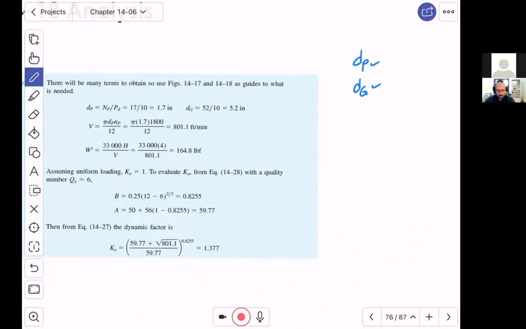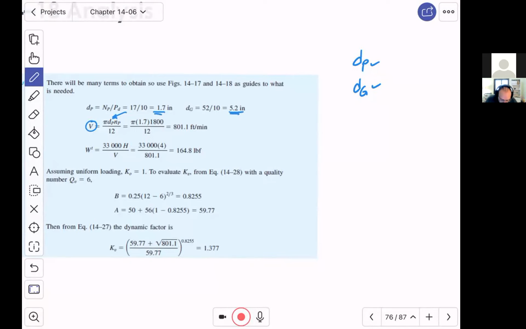And then using the diameter of the pinion, we calculated the pitch line velocity. Now, the pitch line velocity, we calculated it using the diameter of the pinion. But indeed, you can calculate it using the gear, and it's supposed to be the same. So you may ask me a question, how? The diameter of the gear is 5.2 while the diameter of the pinion is 1.7. So how come I'm going to get the same velocity?